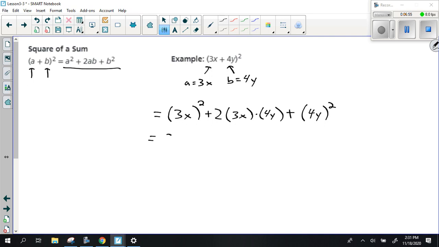So that's going to be 9x squared. 2 times 3x is 6x. 6x times 4y is 24xy. 4 squared is 16, and y squared is y squared. And there you have it.